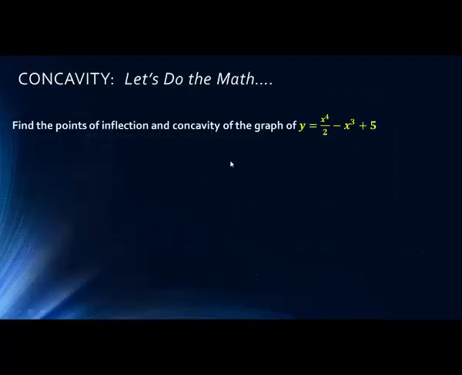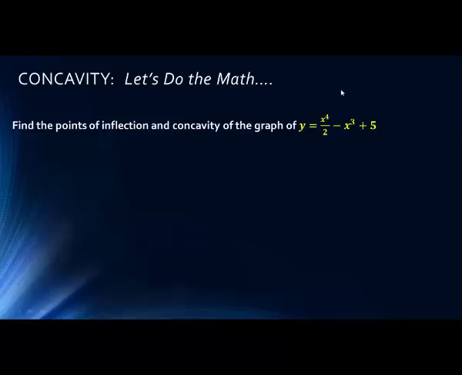So let's find the points of inflection. Remember, this is where the second derivative equals 0, and the concavity of the graph for this function. And the concavity, if it's positive over an interval, it will be concave up. If it's negative, it will be concave down.